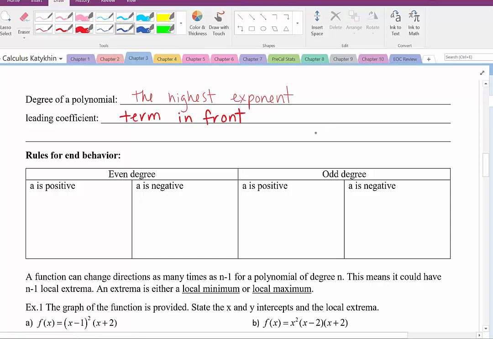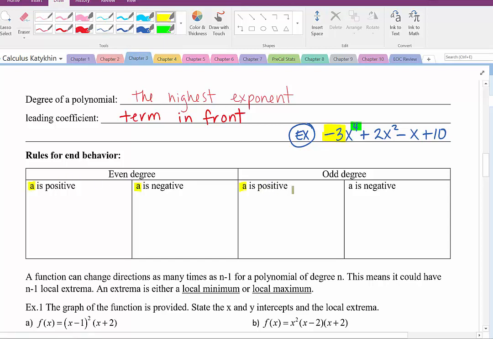If I have some kind of function, let's say negative 3x to the fourth plus 2x squared minus x plus 10, our leading coefficient will be the negative 3. Remember, it's the front term. Our highest exponent is going to be 4, so the degree of that function is 4. The leading coefficient is negative 3. We also call that leading coefficient a, and that's what you see here.